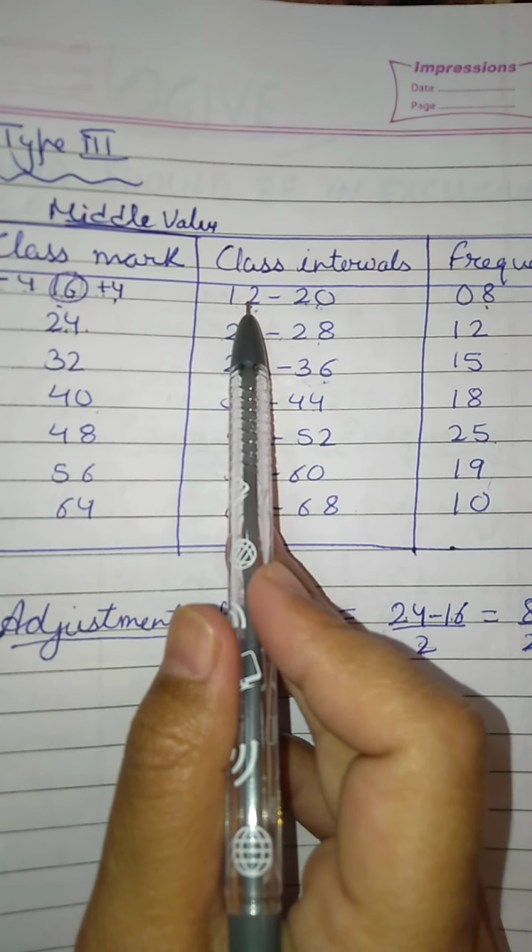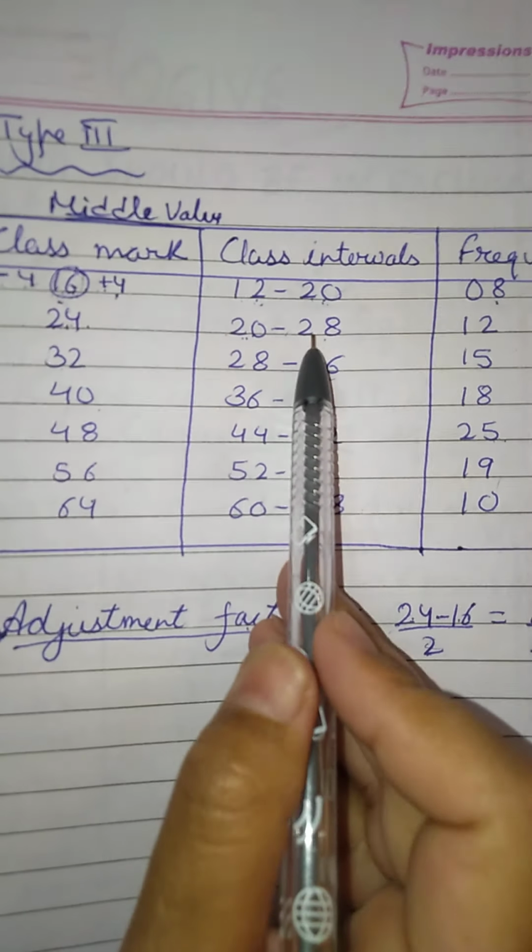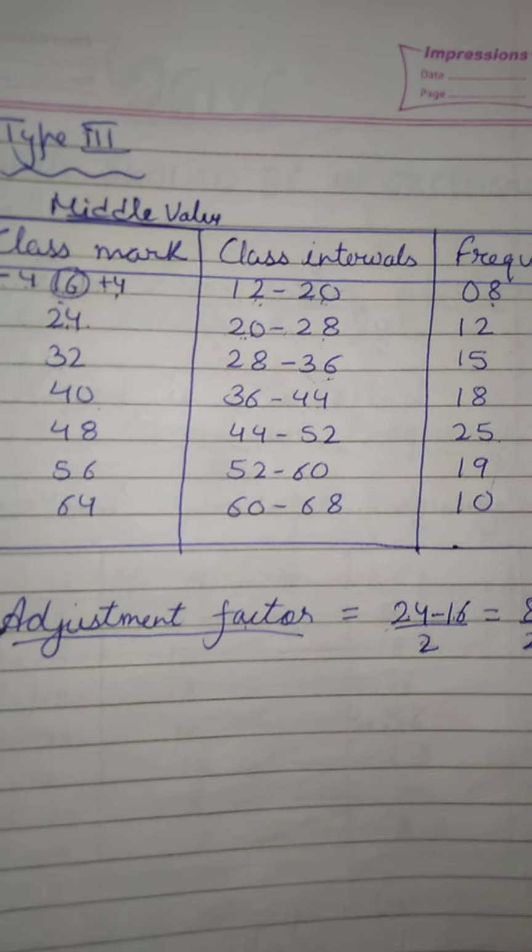Check out students. First interval came out to be 12 to 20. Second is 20 to 28. They are the same. They are continuous. Such type of data is called exclusive form.